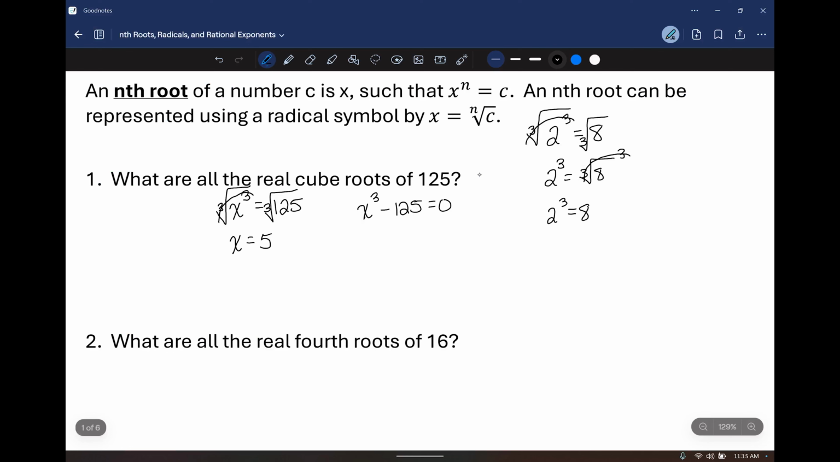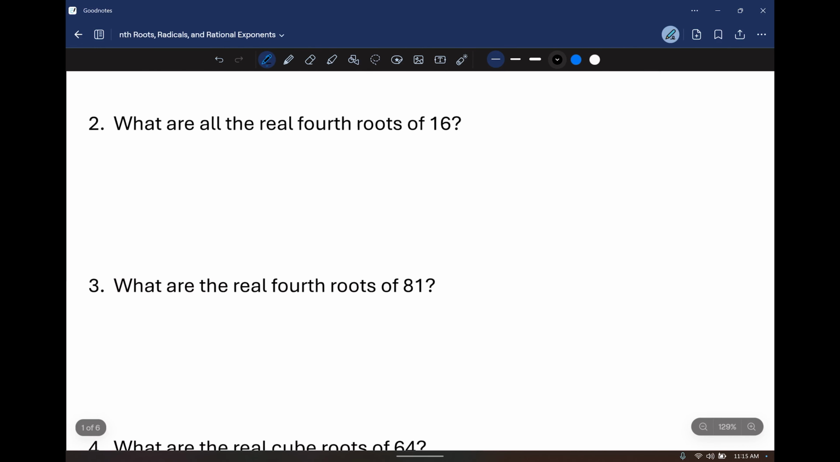And it is 5. All right, so what are the real fourth roots of 16? So what number to the fourth power would equal 16? So I could fourth root both sides, but because this is an even root, I'm going to have a positive answer and a negative answer, and that is 2 or negative 2.